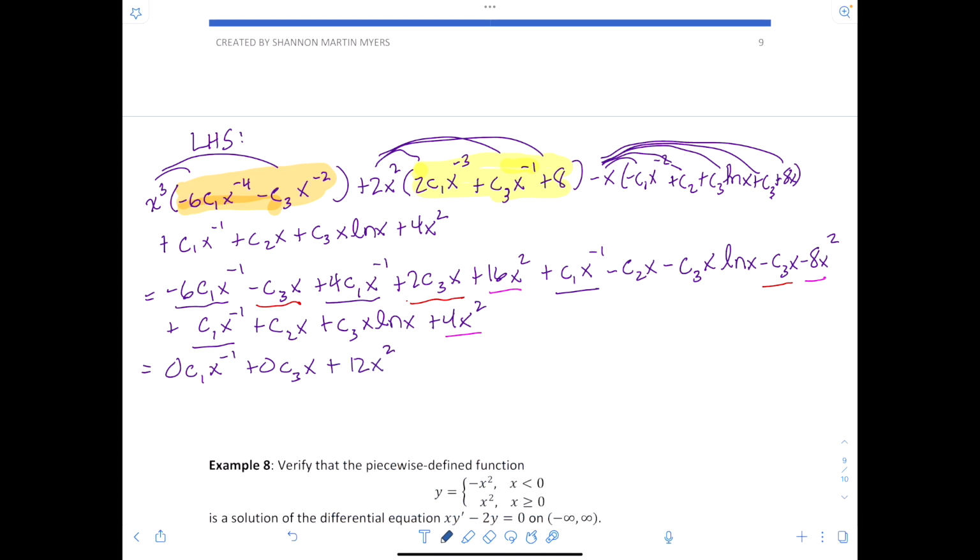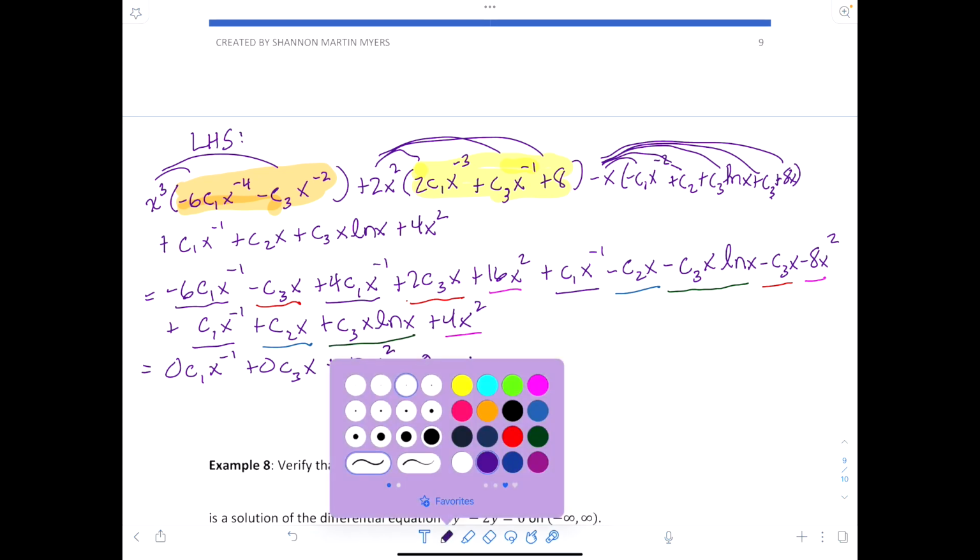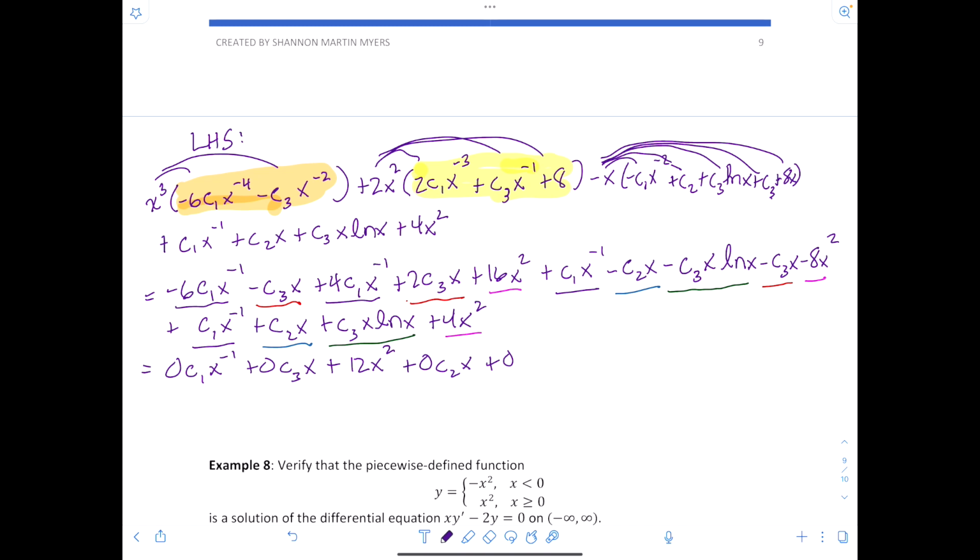And then c2x, we have a negative, we have a positive, that zeroes that one out. And what else do we have? We have a negative c3x times natural log of x and a positive, which zeroes that one out. And then that, of course, is just equal to 12x squared.